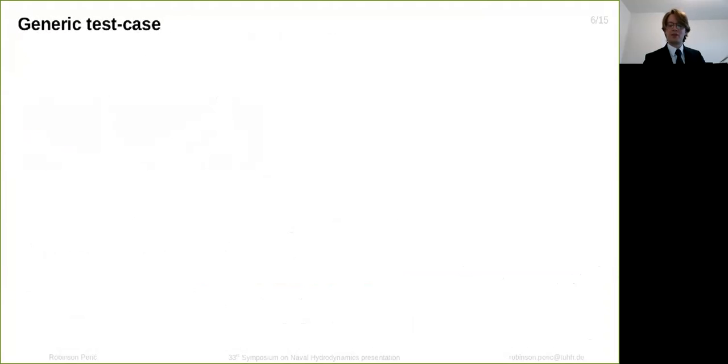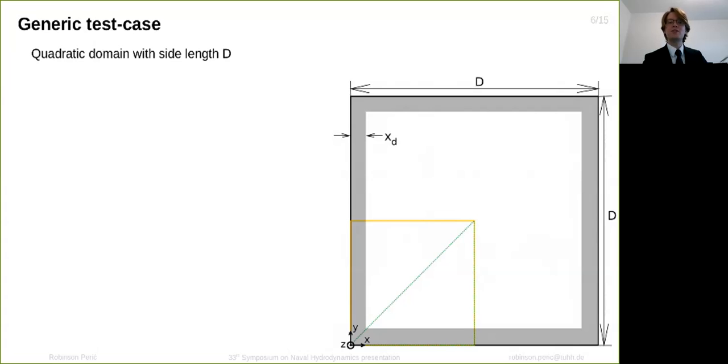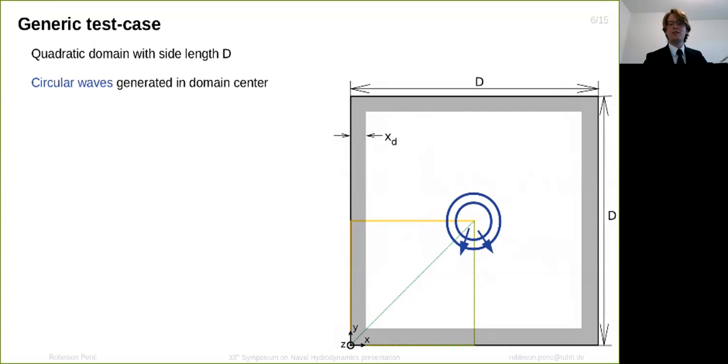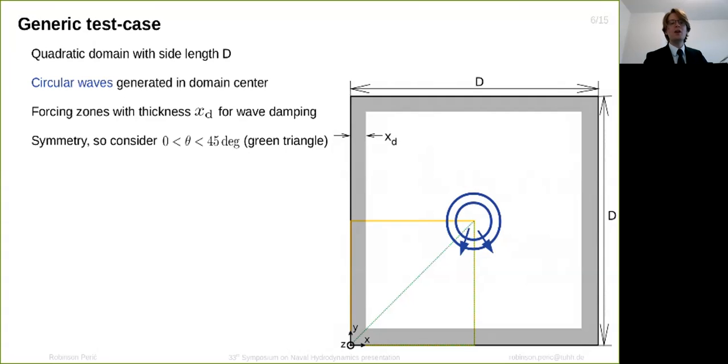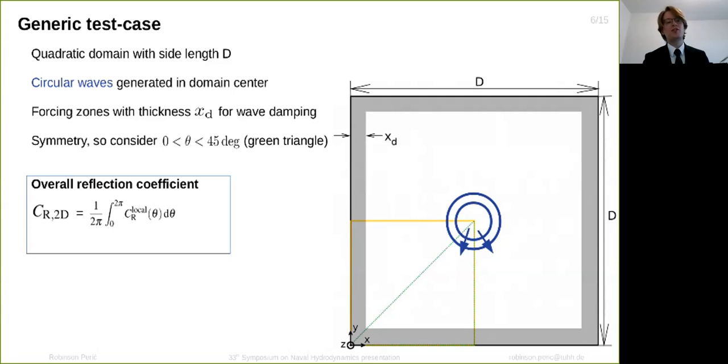So let us now use the theory for a generic test case. We have a quadratic domain with side lengths d. Circular waves are generated at the domain center. The forcing zone with thickness xd is used for wave damping near all vertical domain boundaries. And the problem is symmetrical, so it suffices to look at the green triangle. Then the overall reflection coefficient at first sight can be computed as the integral over all wave incidence angles of the local reflection coefficient for a given angle.